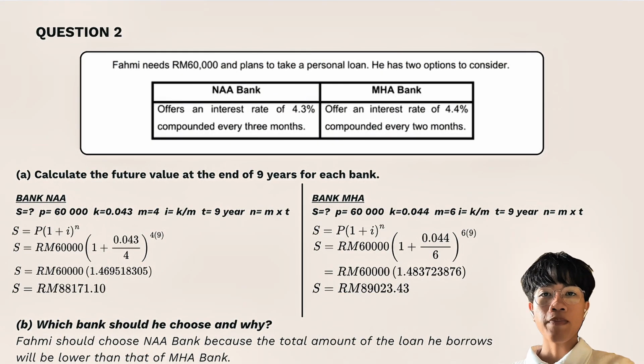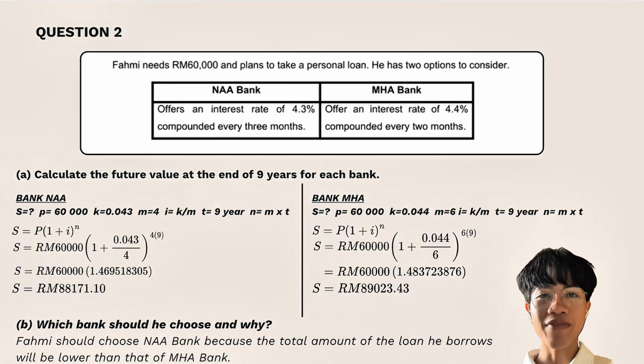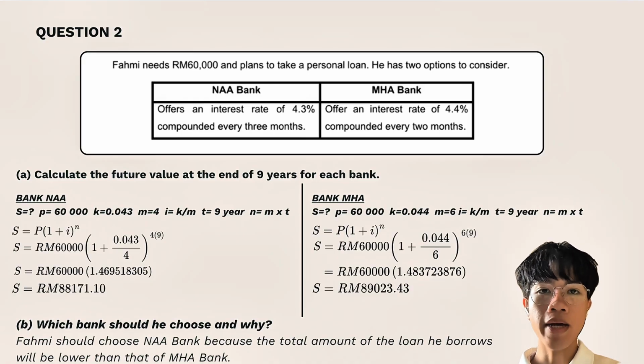So next is question 2. Fahmi needs 60,000 ringgit and he plans to take a personal loan. He has two options to consider. The first one is NAA Bank, which offers an interest rate of 4.3% compounded every 3 months. The second one is MHA Bank, which offers an interest rate of 4.4% compounded every 2 months. For question A, calculate the future value at the end of 9 years for each bank.